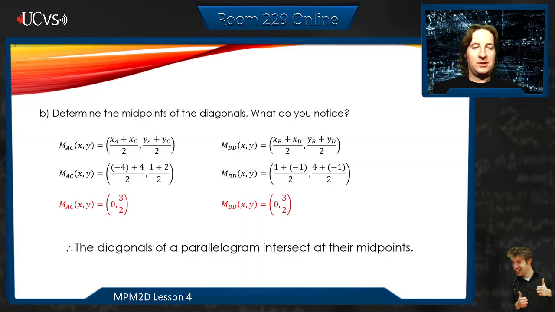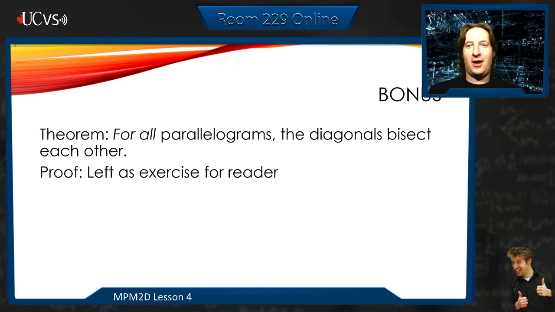It's an interesting result that we came up with, but is it only true for this specific parallelogram, or is it true for all? So what I'd like you to do, this is not part of the actual course, but this is just a quick bonus for any of you who have some time and want to think about this. Is there a way that we can show that for all parallelograms that exist, the diagonals bisect each other?